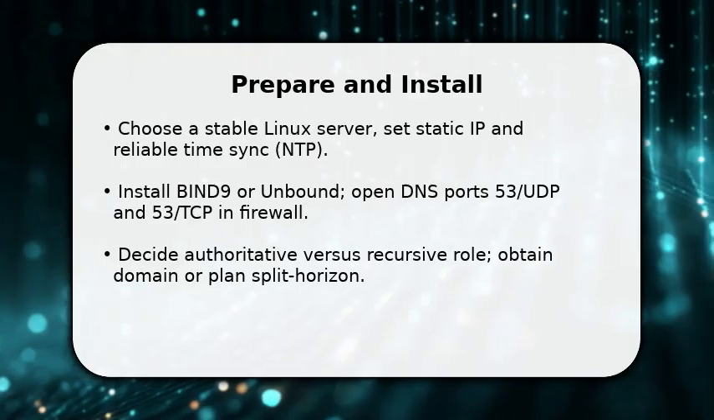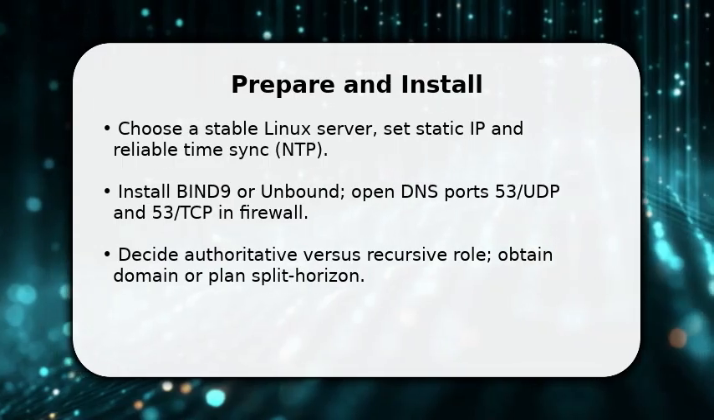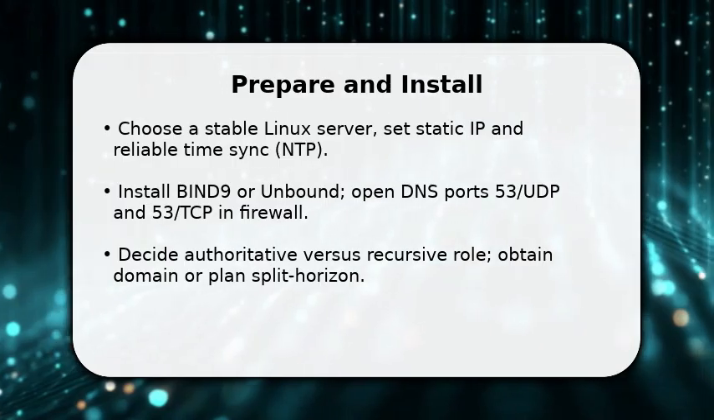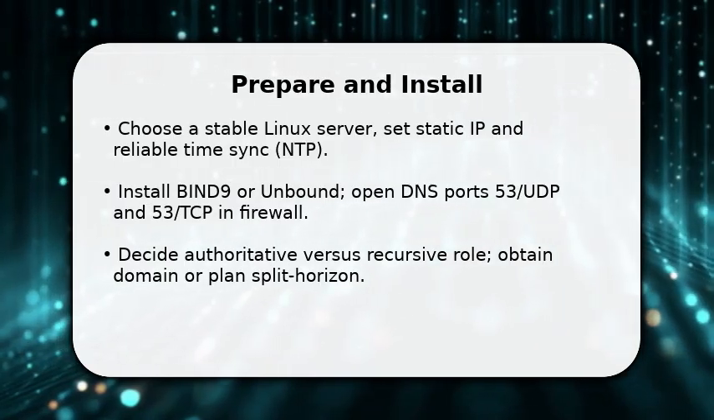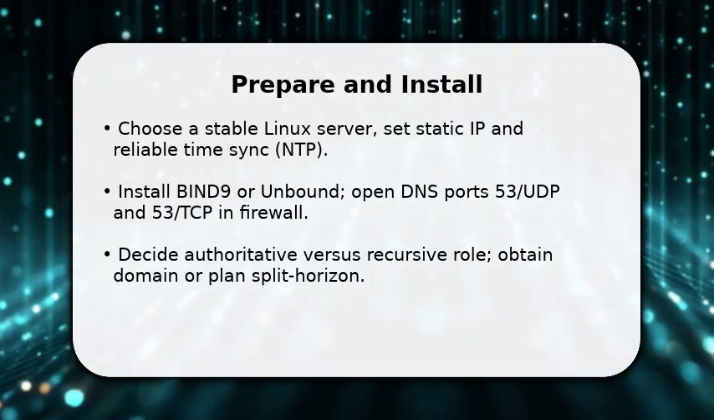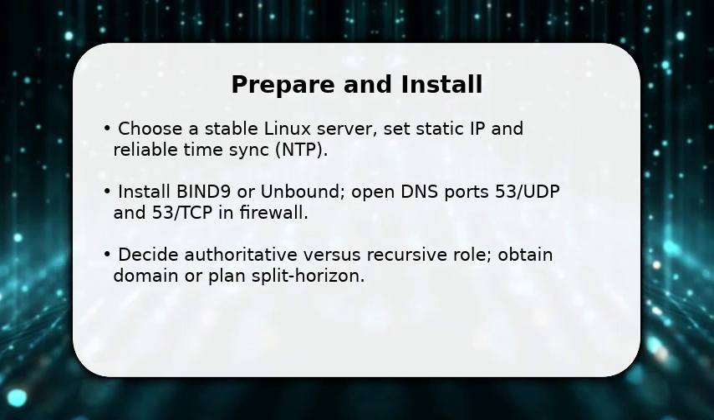Once done, adjust your firewall to allow TCP and UDP on port 53, and choose whether this server will be authoritative, recursive, or both. This decision affects zone files and recursion controls. Make sure to reserve a subdomain or internal zone name now. That choice simplifies later DNS records and delegation steps.